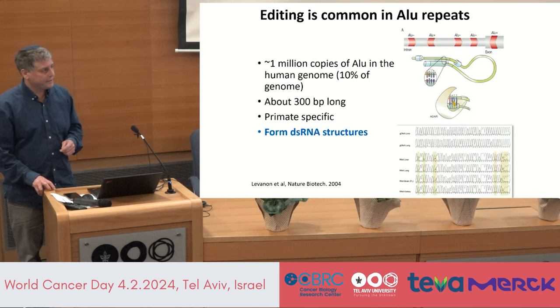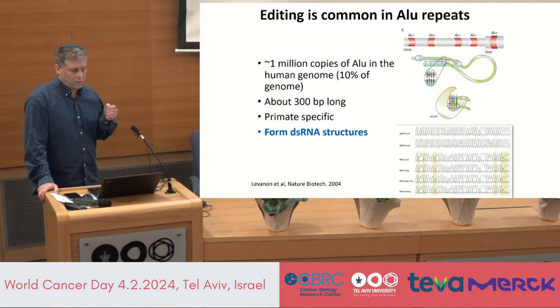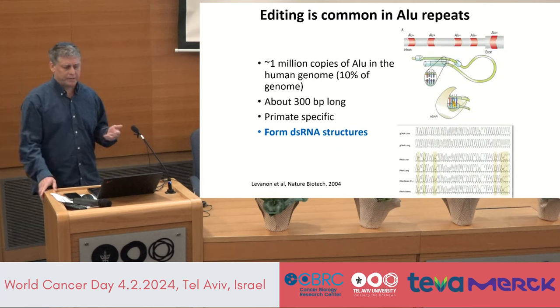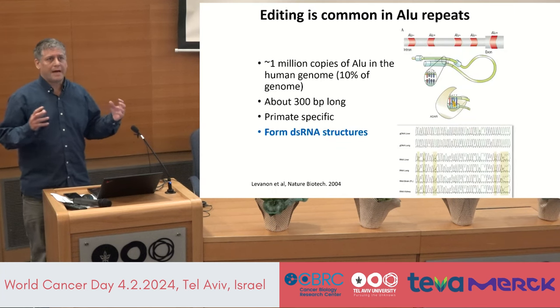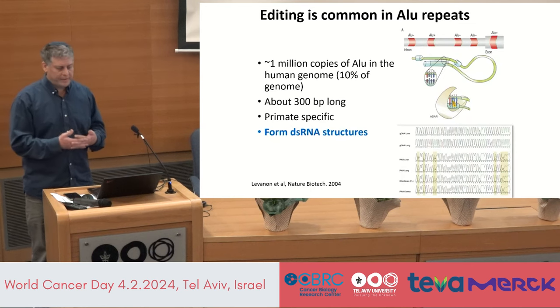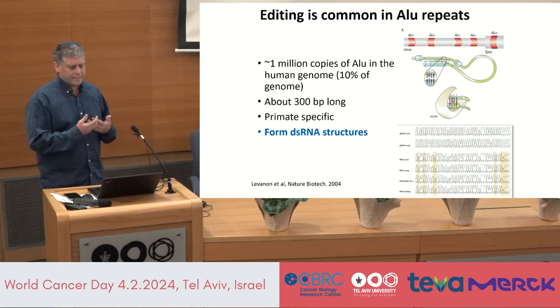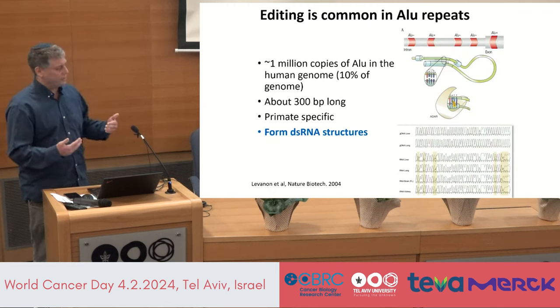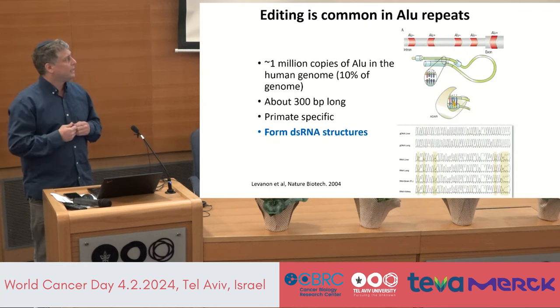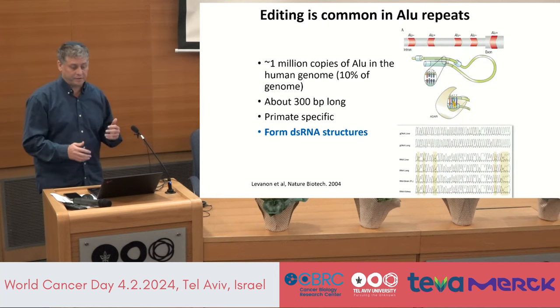But the majority of editing does not take place at coding sites. Almost all editing sites are in non-coding regions, specifically in human, in the Alu repeats. Alus are primate-specific sequences, and we have a million copies of Alu in our genome. They are each 300 base pairs long, which means they comprise 10% of our genome, and they tend to localize within genes, mainly in introns and UTRs. So it's very easy to see cases where two inverted Alus in the same gene can form this double-stranded structure, and they are edited.